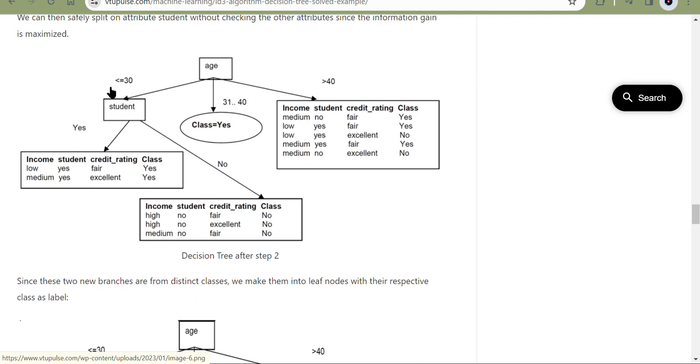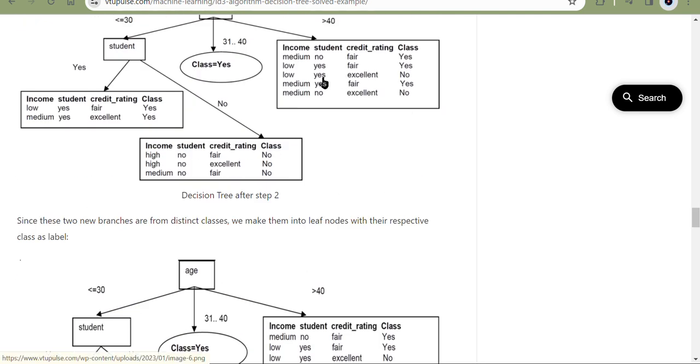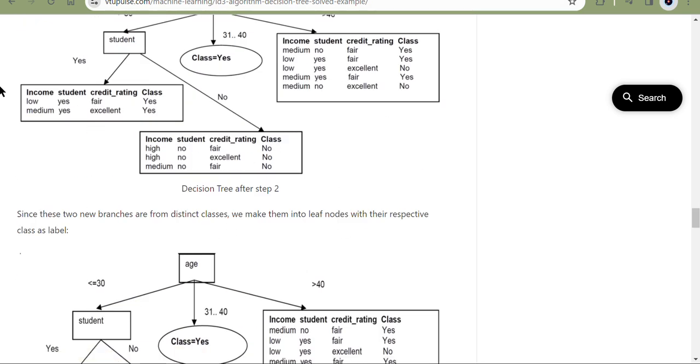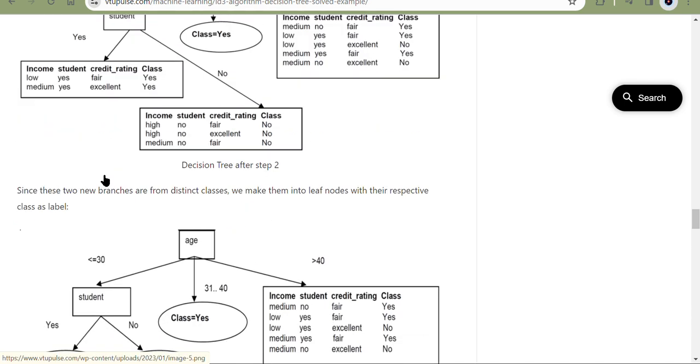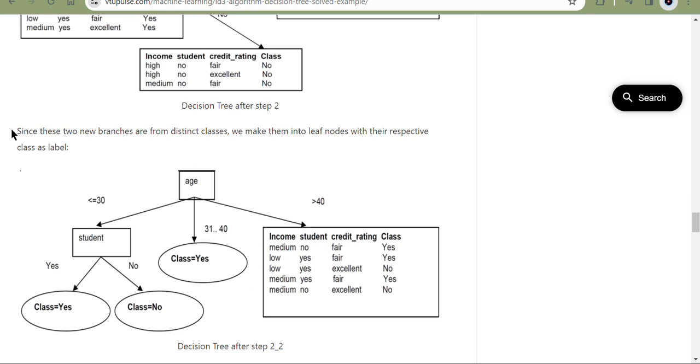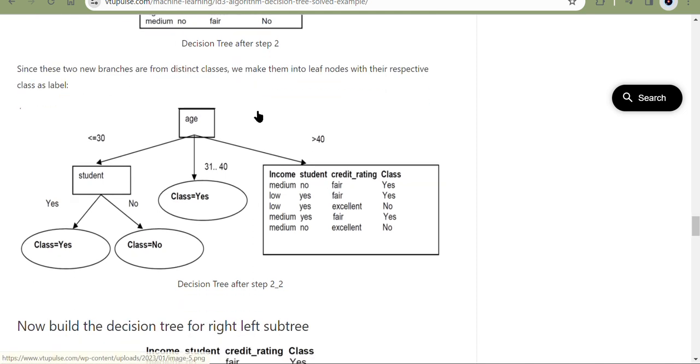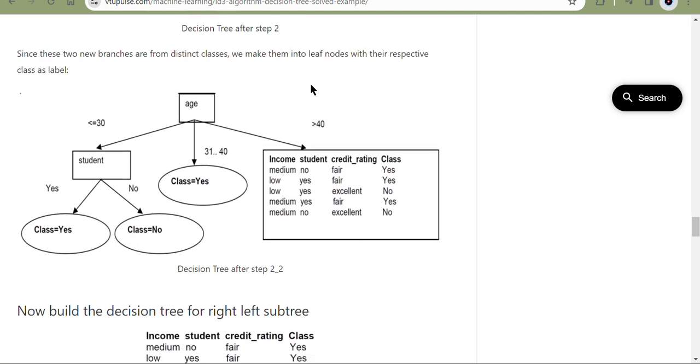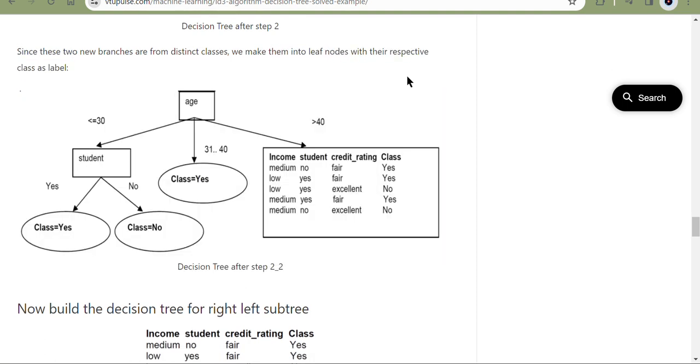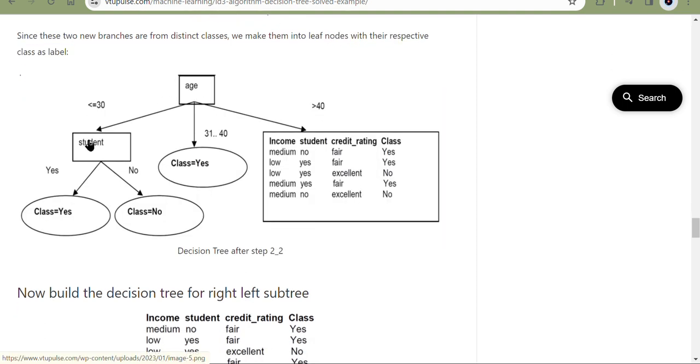Now, on the basis of student, we have this table and this table, and on the age side we have this whole table. We haven't followed the method on this, we have followed it on this, that's why we have yes and no on these two tables. Since these two new branches are from distinct classes, we make them into leaf nodes with their respective class labels. So these we call leaf nodes.